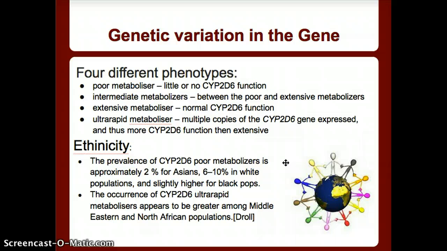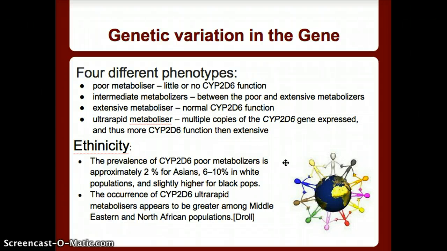There are 4 different phenotypes of CYP2D6. So you could be a poor metabolizer. There's little or no CYP2D6 function. Intermediate metabolizers have some function, but not as much as normal. Extensive metabolizers is another way of saying normal CYP2D6 function. And finally, there's ultra-rapid metabolizers, where subjects have multiple copies of CYP2D6 expressed, and thus more function than in extensive metabolizers.